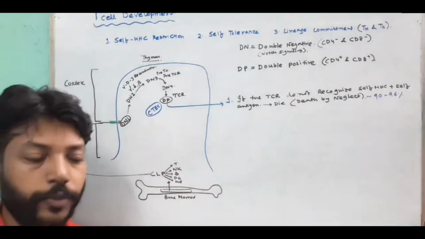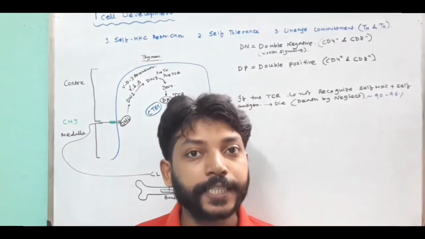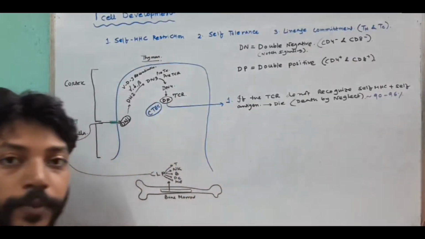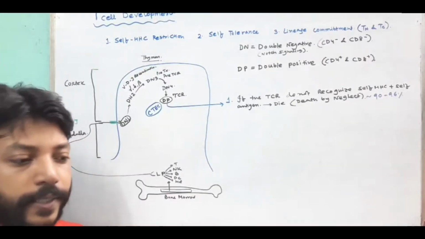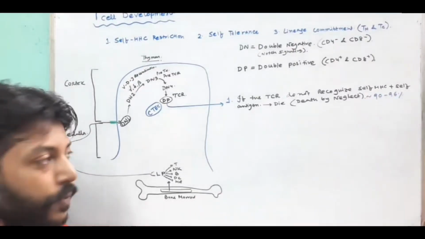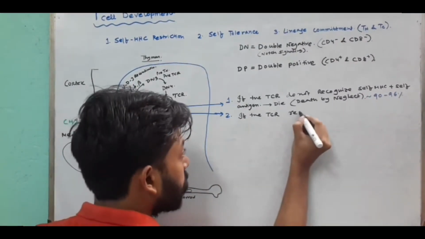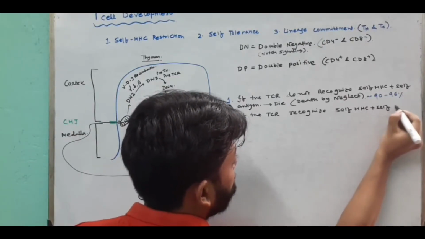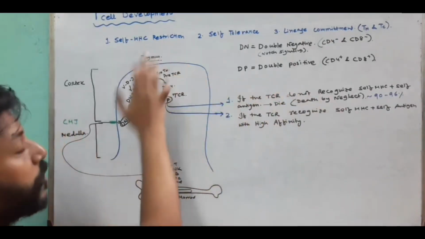One piece of information I want to share with you: in mice, it has been seen that per day 50 million double positive cells are produced in the thymus, and 90 to 96% of cells die due to this reason, because they produce a T cell receptor that cannot recognize the self-MHC molecule. So that T cell receptor is actually useless. The second consequence is if the T cell receptor recognizes self-MHC plus self-antigen with high affinity.